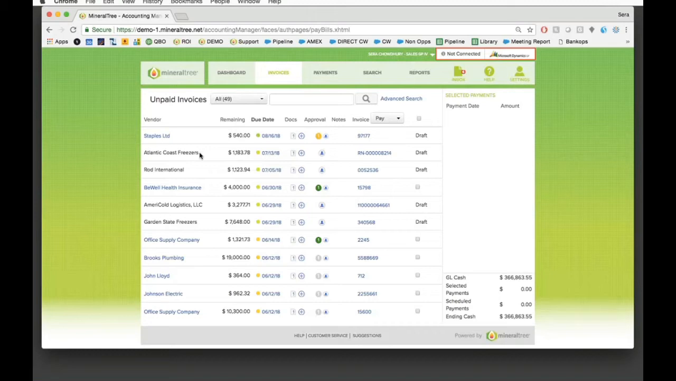We're going to capture it, but we're going to bring it to your attention immediately by showing you that this bill, this vendor name is in plain text. That means you need to take a second look at this bill, because either you don't have this vendor set up in Great Plains, or it looks a little bit different than the other bills that come over from Atlantic Coast Freezers.